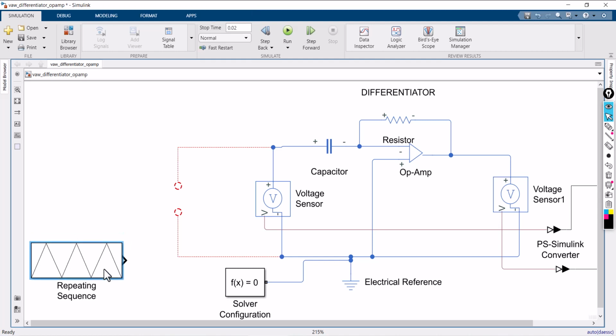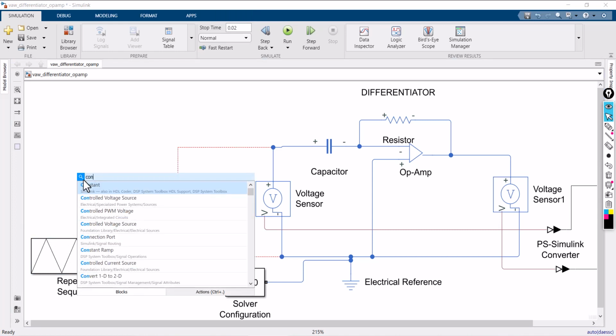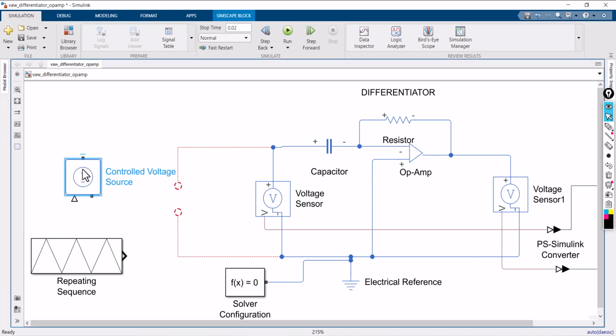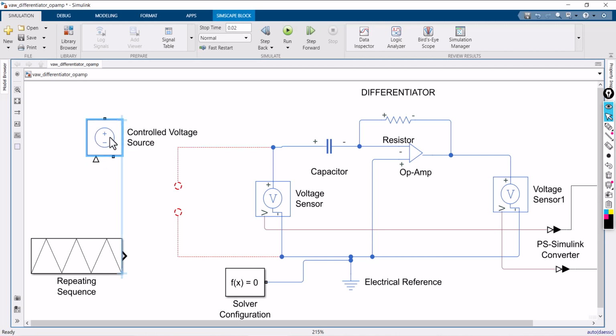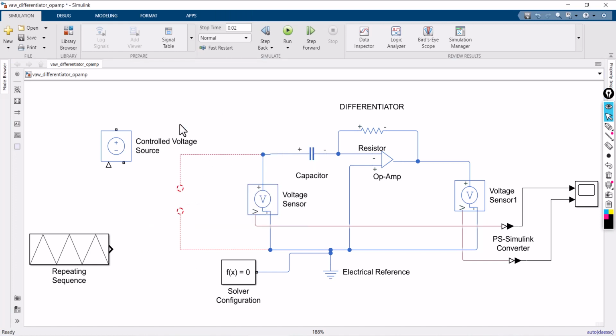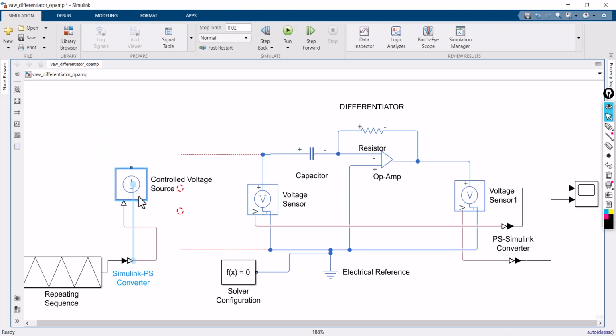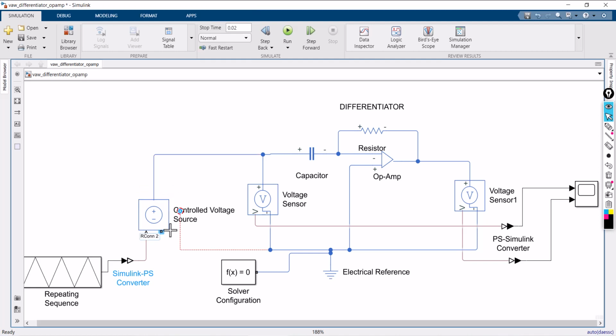Similarly, you cannot straight away connect this repeating sequence with the input of this differentiator circuit because this is not an electrical signal. So I need one more component called constant voltage source. Similarly, this one belongs to Simscape physical systems, whereas this one belongs to Simulink. I need a Simulink to PS converter. And the output of Simulink to PS converter is given as input to the constant voltage source, which will give you an electrical signal. You can straight away connect this with a operational amplifier.